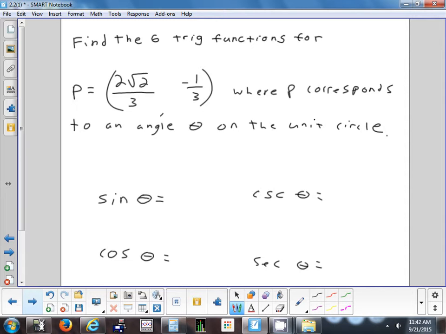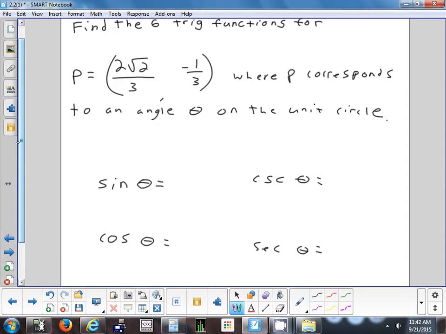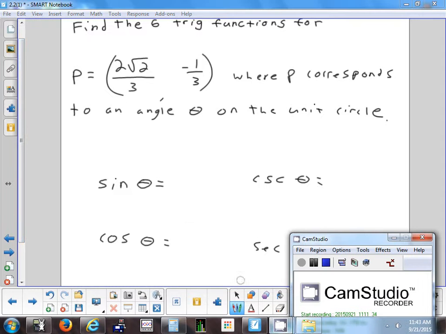All right, let's try one more with the coordinate, and then we'll do a different one. Okay, try that one on your own. This coordinate represents some angle somewhere on the circle. We don't know what the angle is, and we don't need to. I just want you to find the 6 trig functions for that angle. Take a second, we'll do that, and then try a couple more.